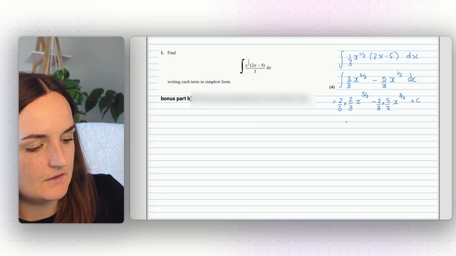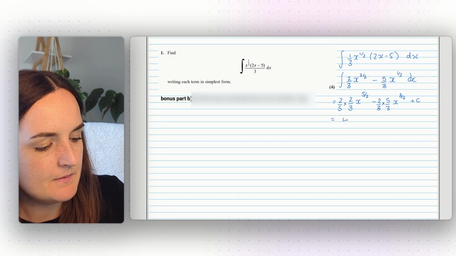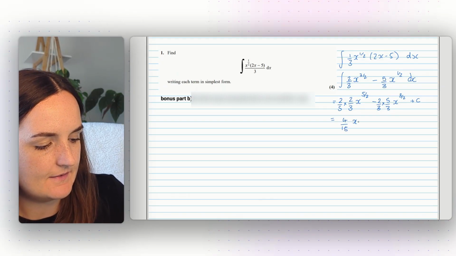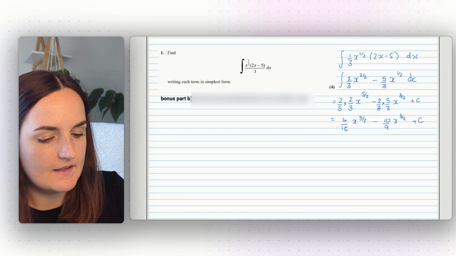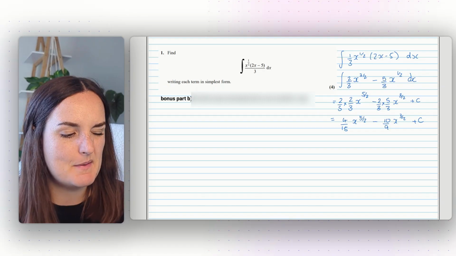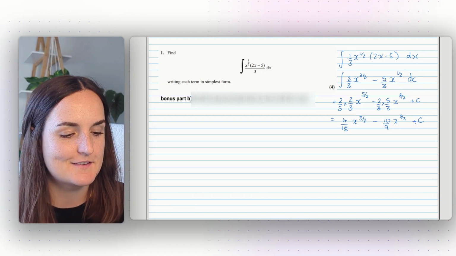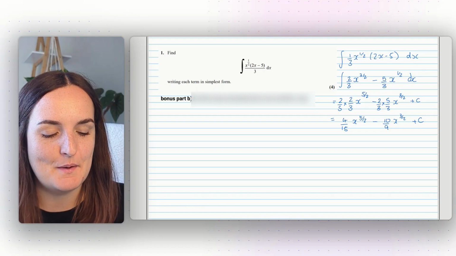Okay, and we've got plus c. Don't forget that. They do take marks off of that. And then this becomes 4/15 x to the 5/2 minus 10/9 x to the 3/2 plus c. So that is all of the question that was in the past paper. That's a pretty simple one. You rewrite it, you integrate it. We're going to have a look at this bonus part B now.